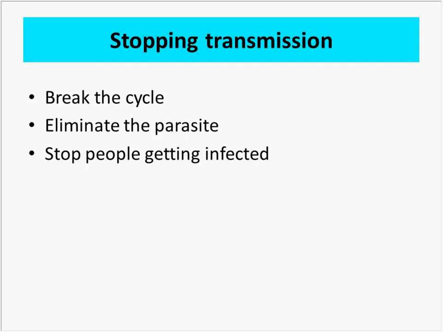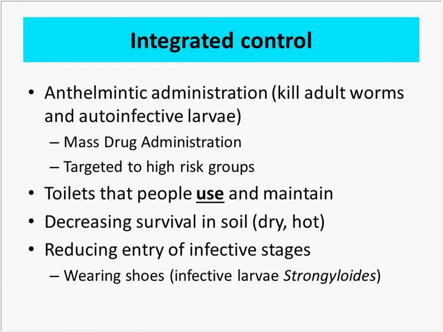If you want to control it, you basically have to break the cycle of the parasite and stop people from getting infected, and use integrated control where you use drugs to kill the worms, killing adult worms and autoinfective larvae. You make sure people don't put feces on the ground, and make the environment hostile to survival, making sure you haven't got leaking drains and running taps and stuff like that. Even wearing shoes can help stop larvae from getting in.